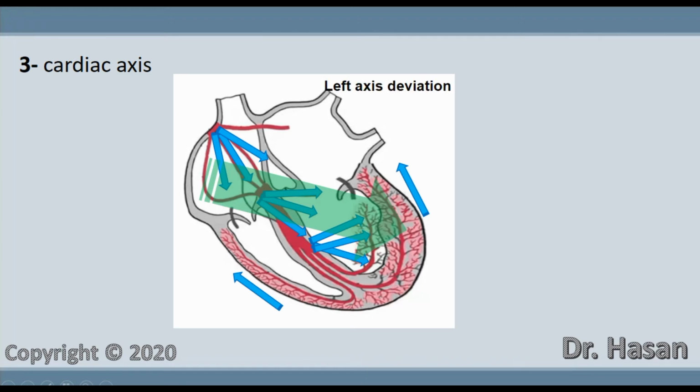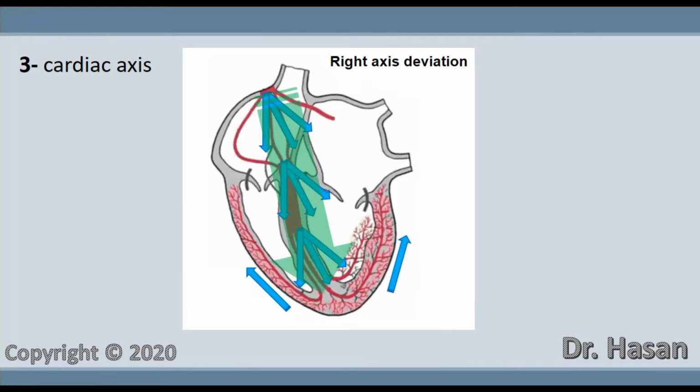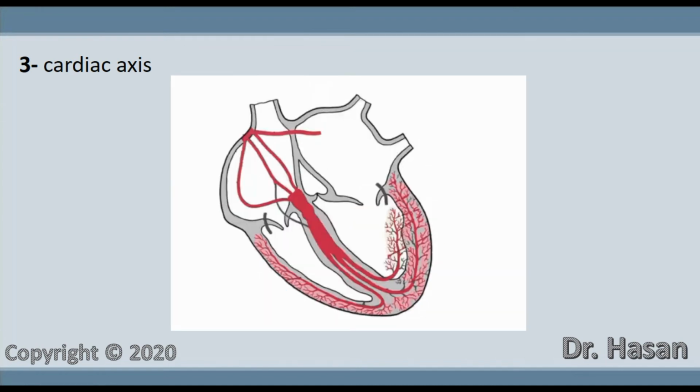The same rule applies to right axis deviation. We can see that if we summarize all these vectors, then the cardiac vector will be deflected to the right. Deviation can occur both normally and with various heart diseases.